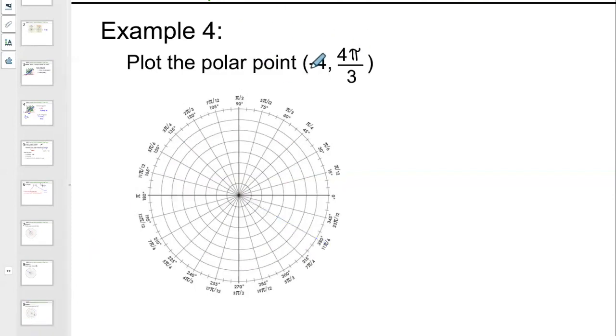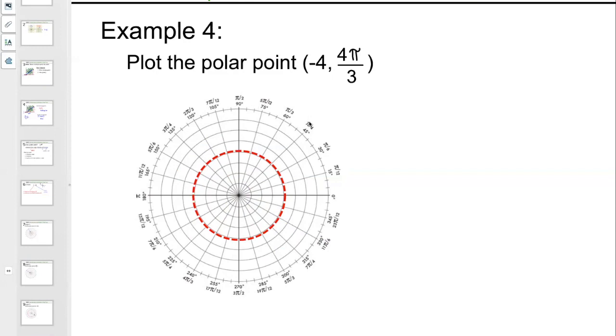This one has a negative radius. So again, you're just going to count out to 4. 1, 2, 3, 4. Okay, so 4 is the length of it. It doesn't matter that it's negative to figure out how long it is. It's just going to be the direction that you go.